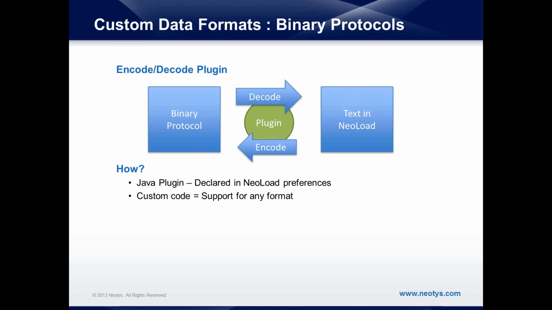So just to let you see the way it works, basically you have your binary protocol, then you can decode it through the plugin you are building yourself, and then it appears like text in NeoLoad. And of course, when you are playing back the scenario against your application server, your plugin will be able to encode the text back to binary. So all is done in Java. You have to build your plugin directly in Java, and that is pure custom code, which means that you have support for any format you may have.